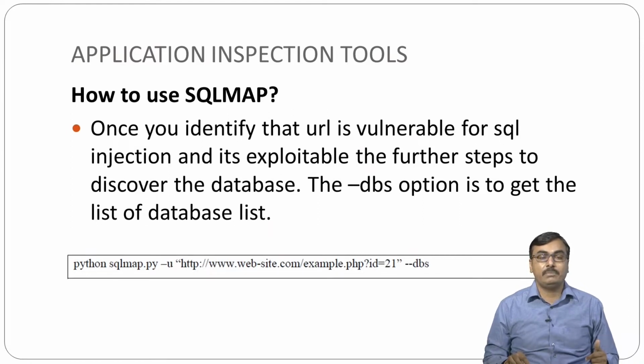Here you can see the command for discovering the database using the --dbs option in SQLMap. On screen you can see the command python sqlmap.py -u and my vulnerable URL, and at last I have provided the --dbs parameter. Through that we are able to discover the database of that particular website or web application.